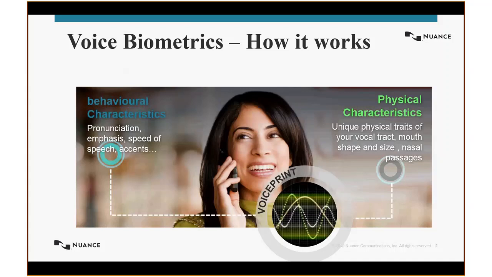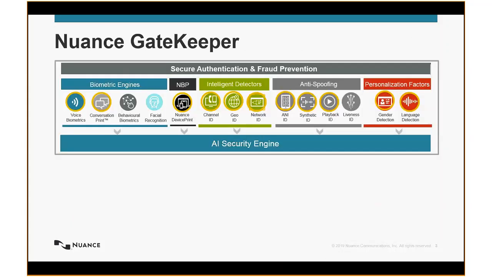Every user has about 100 different characteristics to their voice, based on both behavioral and physical characteristics that make your voiceprint unique to you. Behavioral characteristics could include pronunciation, your emphasis, your accent, how quickly you speak, and the physical characteristics have more to do with the unique physical traits of your vocal tract, the shape of your mouth, nasal passages, etc. What you see here is a list of all of our different types of detectors and features.